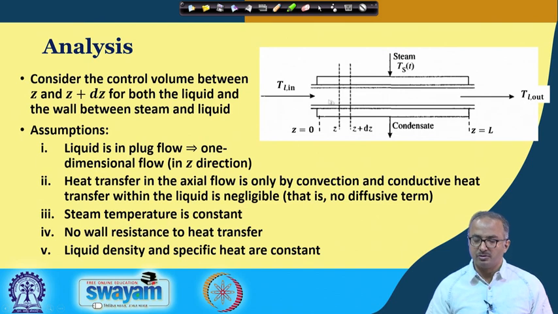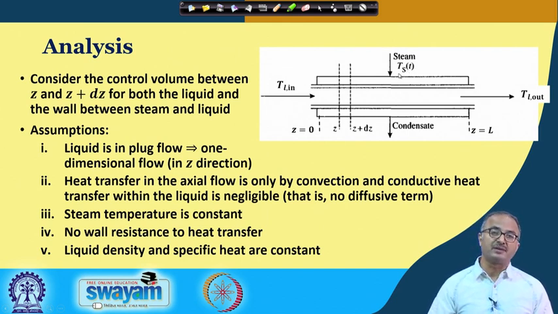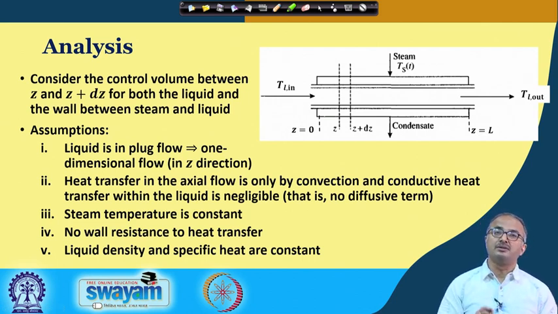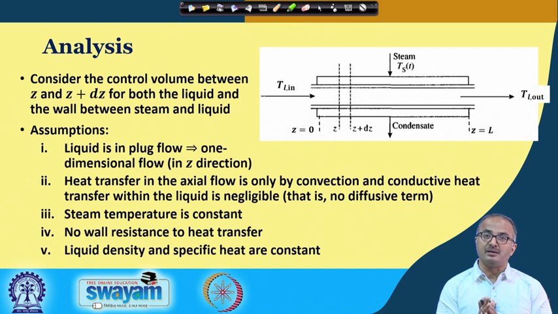Coming to our problem, this is how we have drawn the particular figure. Here we have the outer tube, this is the inner tube, the liquid is flowing through this inner tube, the steam is coming through the outer tube, it is getting condensed at a given temperature, and this temperature may be a function of time, because the saturated temperature is a function of the pressure. So, if the pressure is varying, then this Ts will also vary. That is why the Ts has been shown to be a function of time.